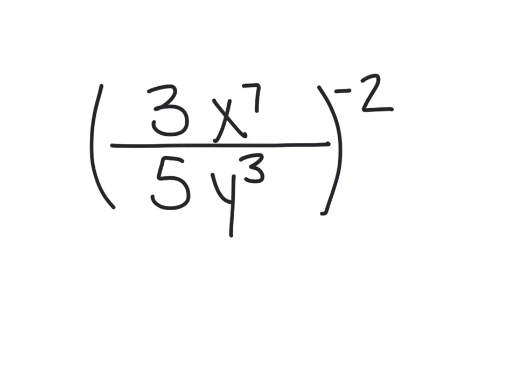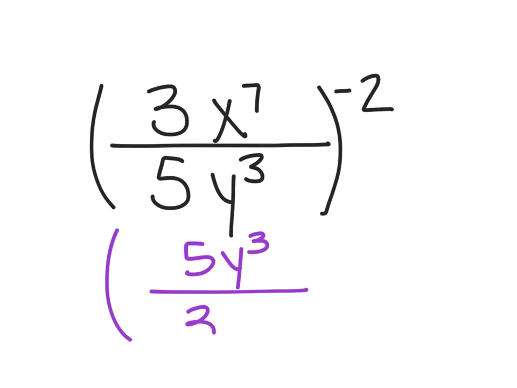So I have another problem where, notice I have a negative sign here. Negative means that it's unhappy. Well, because this -2 goes to the whole thing, every bit of this is unhappy. That means we've got to flip all of it. So it's going to become 5y cubed over 3x to the seventh. And now it has a positive exponent of 2.